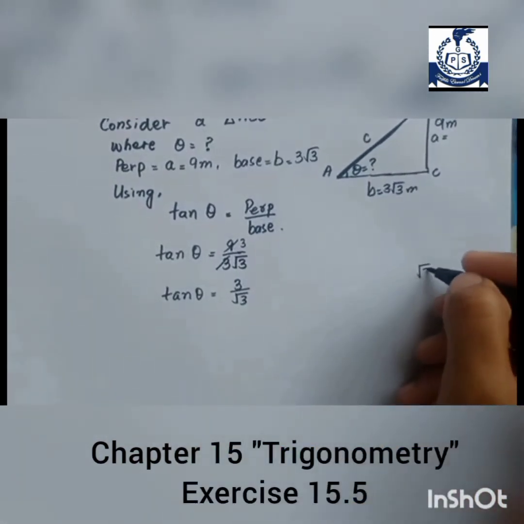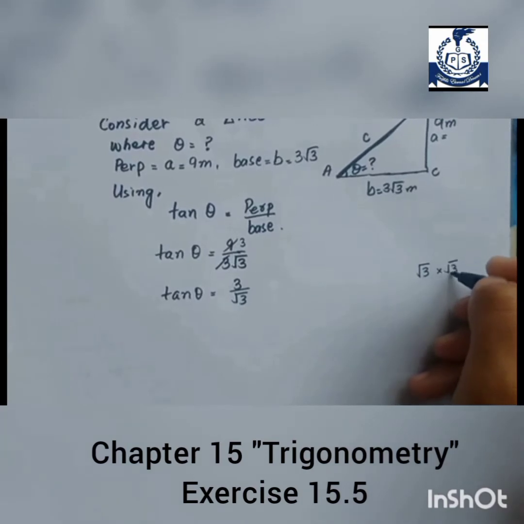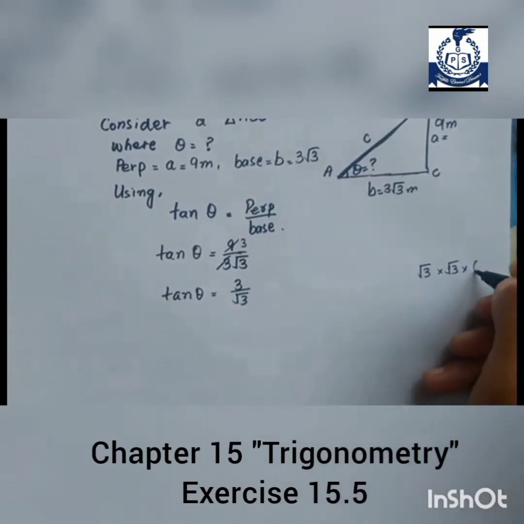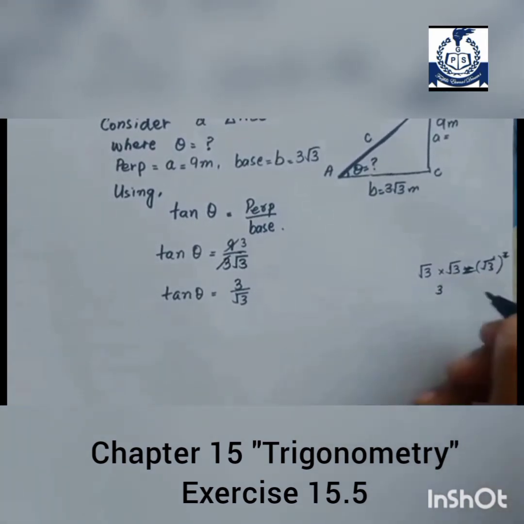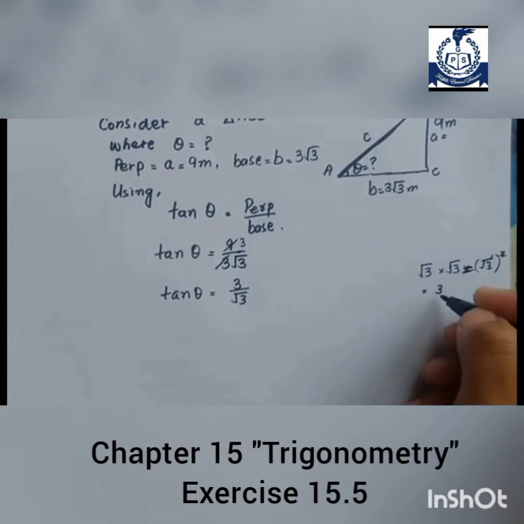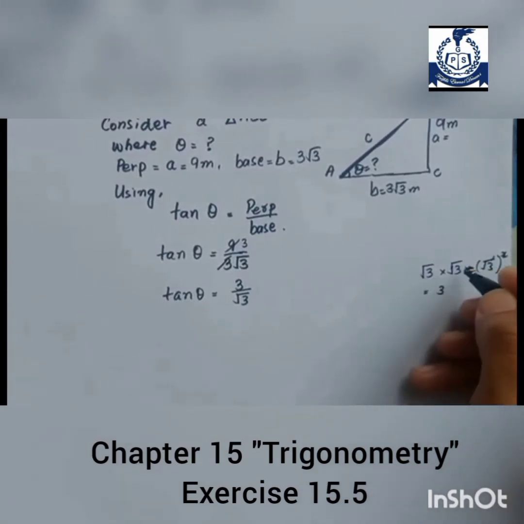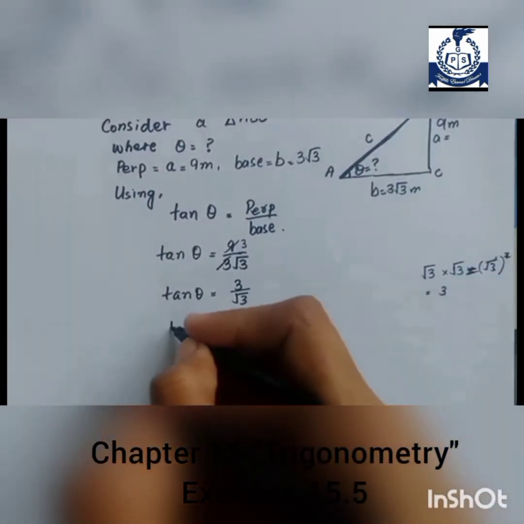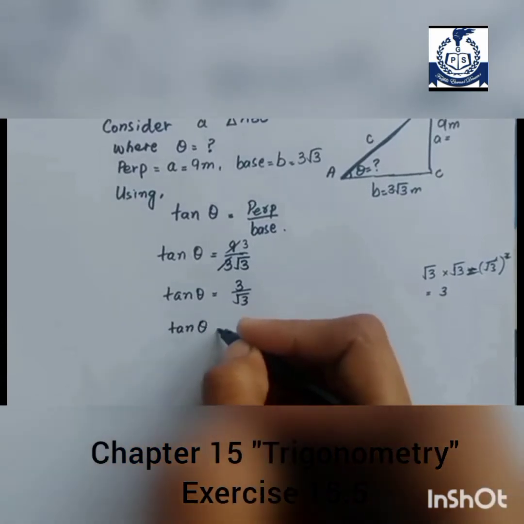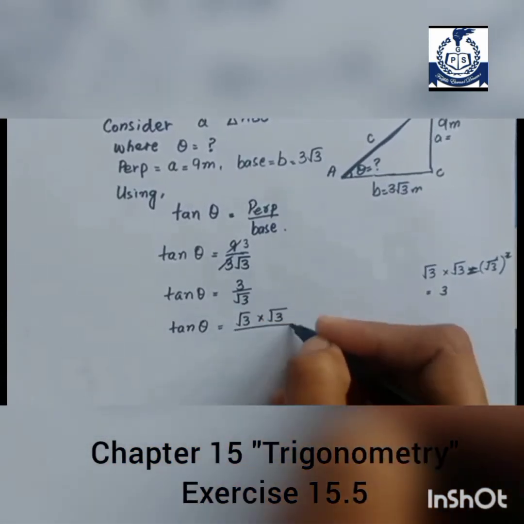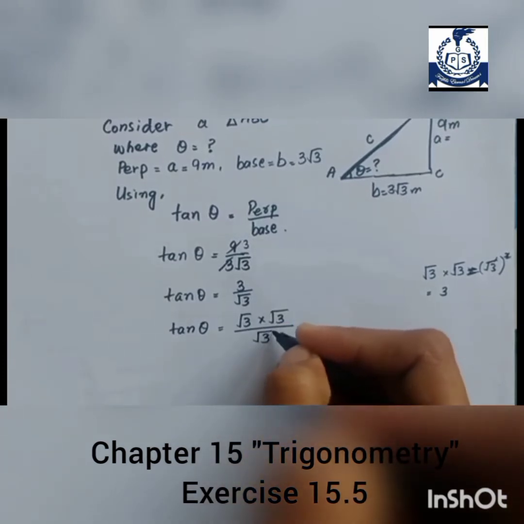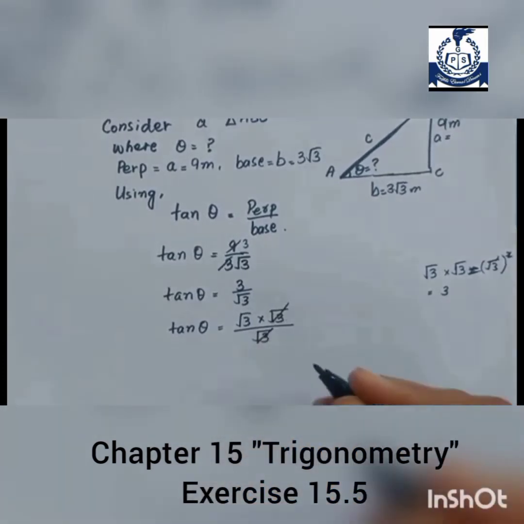So 3 under root 3 multiplied by under root 3 equal to under root 3 square. Square से square root cancel, so 3 बचा हमारे पास. So we can say under root 3 multiplied by under root 3 equal to 3. So in place of 3 we can write under root 3 multiplied by under root 3 and divided by under root 3 as it is.